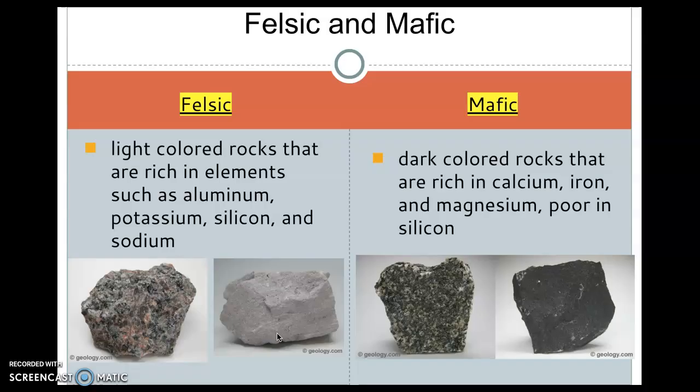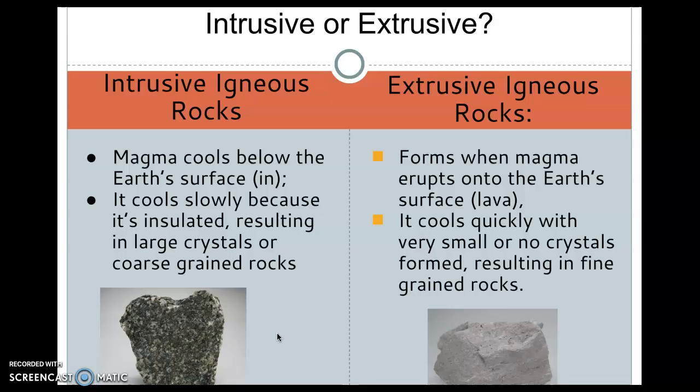So felsic is light-colored rocks, and they're rich in certain elements. And then we have mafic, which are darker-colored rocks that have different elements in them. And we classify them as intrusive or extrusive. And this has to do with where they form. And these are the words on the inside of your foldable.